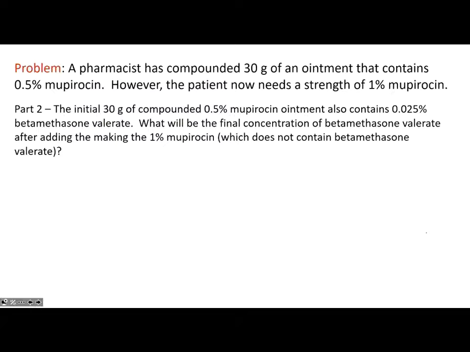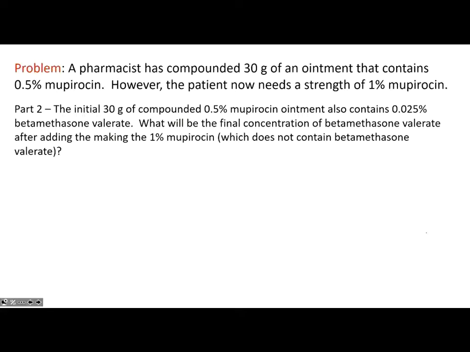No, but did I change the concentration of the betamethasone afterwards? By adding this other non-betamethasone-containing ointment, I have changed its concentration. So the question is, what is the final concentration of betamethasone now that I've mixed it all together? I know my final concentration of mupirocin is what? 1%. That's what we formulated it for. What will the betamethasone concentration be?